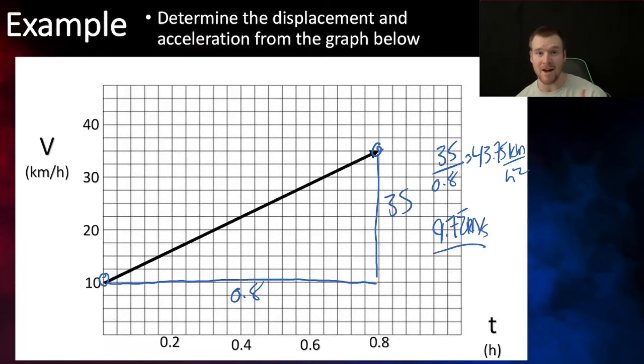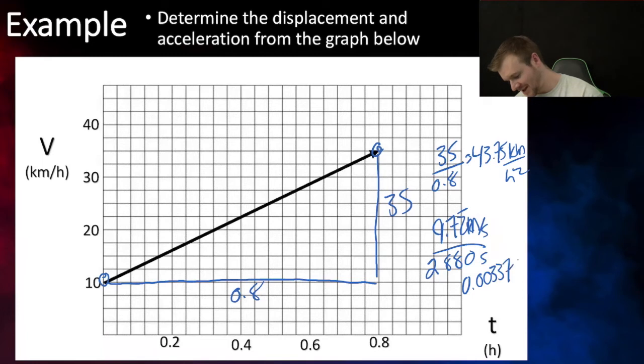Now we have to divide that by seconds. So we have 0.8 hours. We would times that by 60 to get to minutes, 60 again to get to seconds. You get a lot of seconds, 2,880 seconds. So let's divide those two and you get a really small number, 0.003376 meters per second squared. So this is a super slow acceleration.